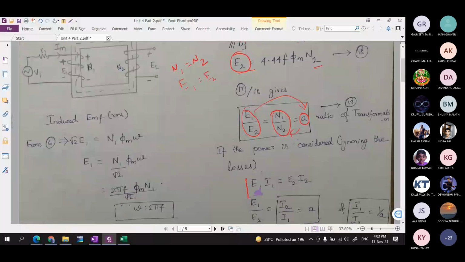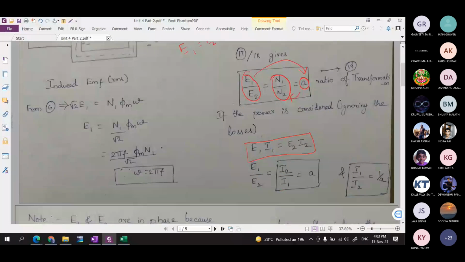Here I have represented the power. I have equated the power. The primary power should be equal to the secondary power except the losses. You just forget about the losses. In that case, E1 I1 will be equal to E2 I2. If you rewrite this equation, you will get E1 by E2 is equal to I2 divided by I1. Here E1 by E2, as I already told, is the transformation ratio A, which is the same as I2 by I1.